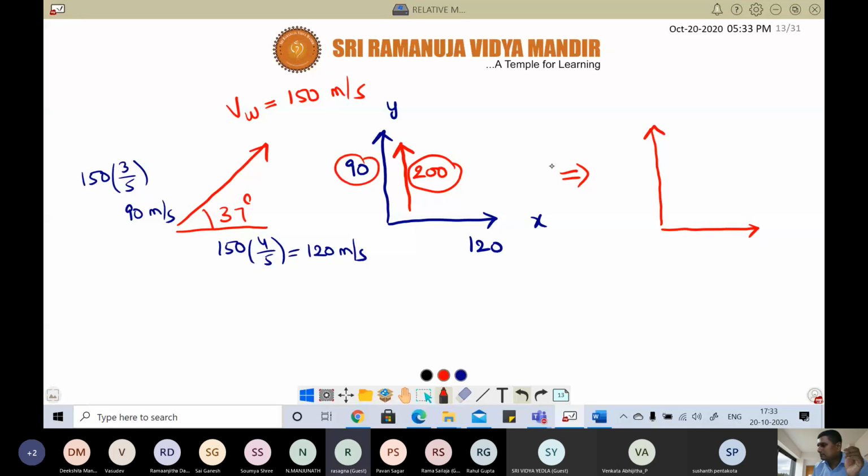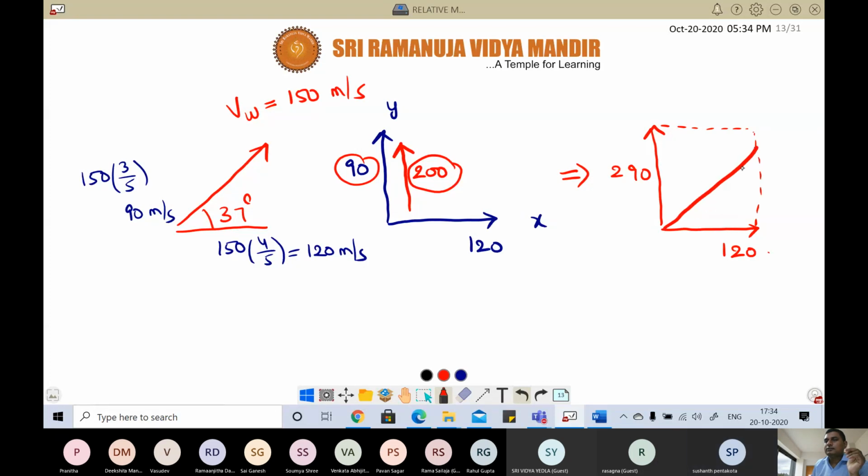290. This one will remain as 120. So now, if you complete the parallelogram here, like this.